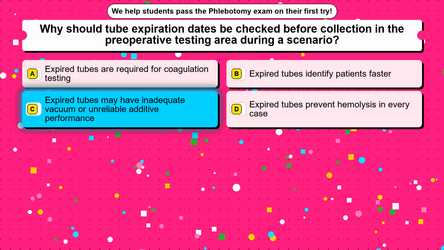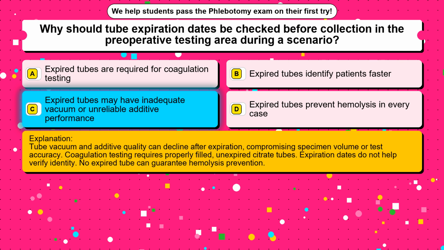The correct answer is option C. Expired tubes may have inadequate vacuum or unreliable additive performance. Tube vacuum and additive quality can decline after expiration, compromising specimen volume or test accuracy. Coagulation testing requires properly filled, unexpired citrate tubes. Expiration dates do not help verify identity. No expired tube can guarantee hemolysis prevention.